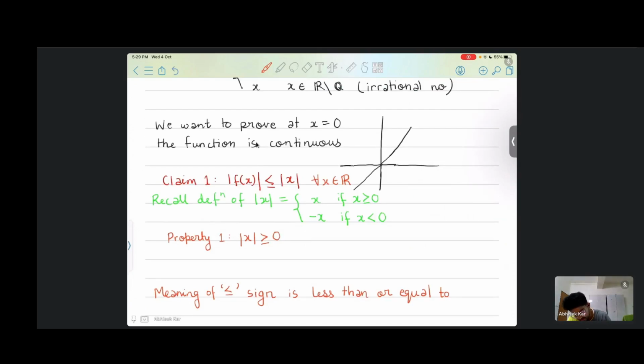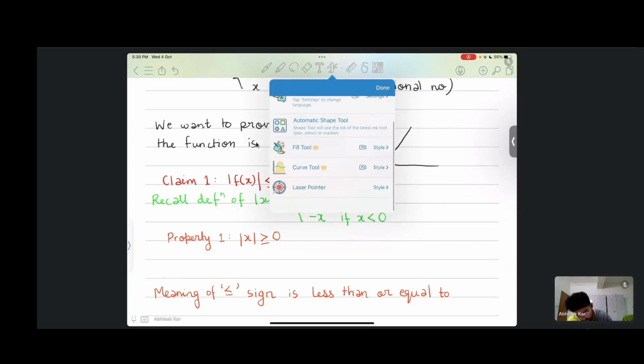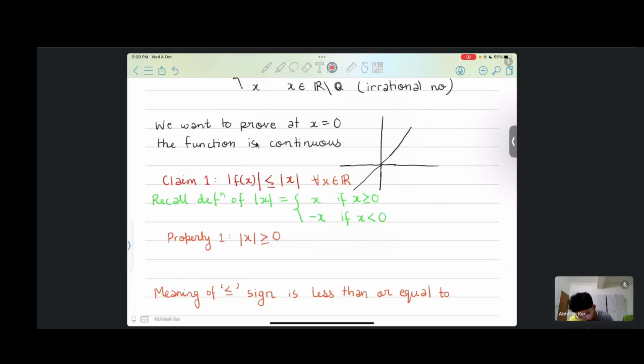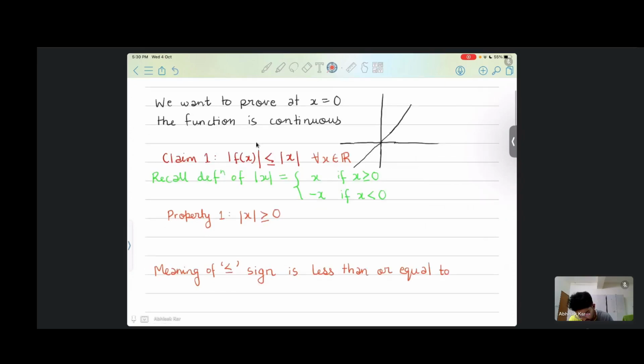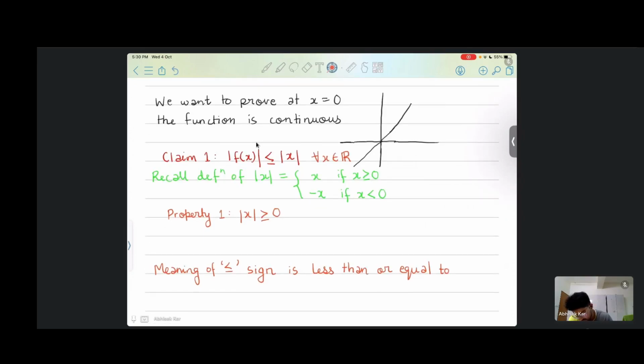Claim 1 is: mod of f(x) is less than or equal to mod x. So this is a claim. I'm going to prove this, and after proving this, I will use it to show the function is continuous at x = 0. Before going into proving this claim 1, let us recall the definition of mod x.